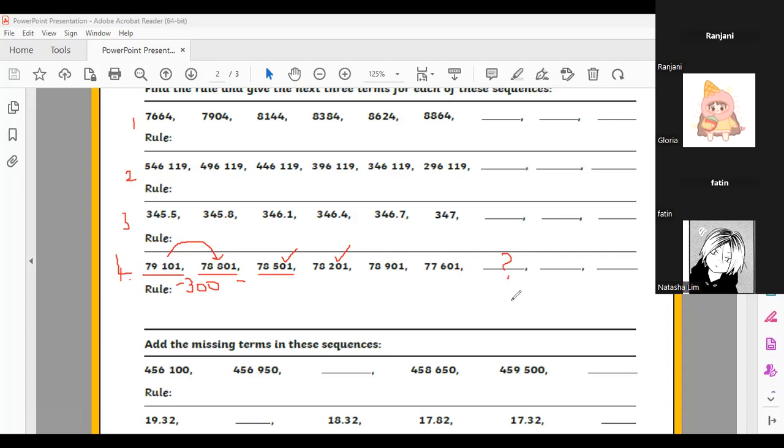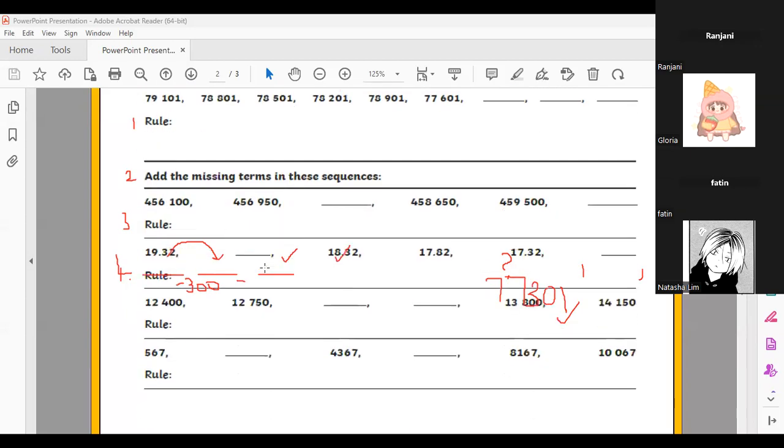This is easy, isn't it? You tell me this is difficult. Easy, kan? Natasha, what do you think? Okay, you still eating? Very good, Ranjini. Very good, Fatin. Well done. 77,301. And then you find the rest too. You have calculators, so you're not going to make careless mistakes. Okay? Can? Boleh buat? Can you do that? So can you do all these questions in this module? So far, so good. Do you understand?